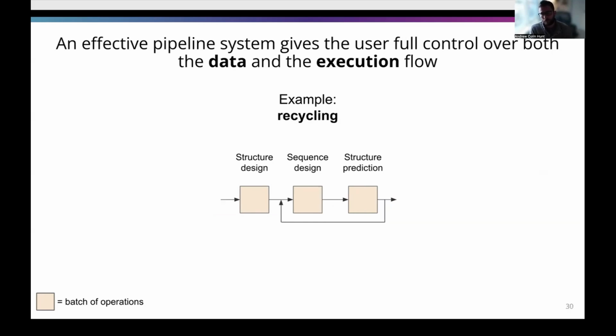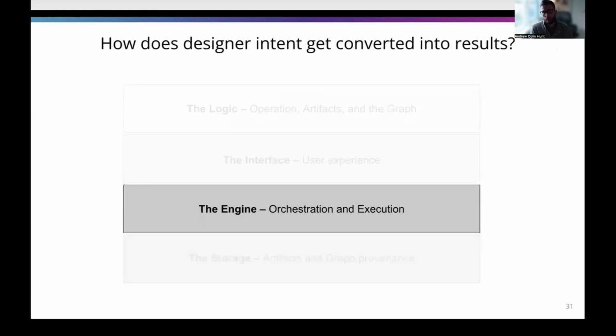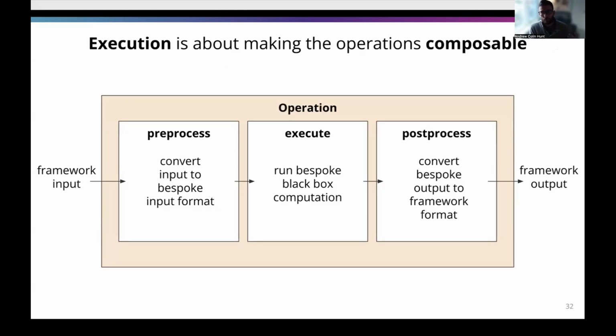Another example of this, and some in the comments have already hinted at this, is oftentimes we want to do things iteratively and dynamically. And we might want to enable recycling, where you have some for loop where you're running between sequence design and structure prediction and iterating over and over again. So these are all examples of what our interface must be able to cleanly capture and program. And so in order to do this, we need some backend engine that can orchestrate tasks and execute tasks. For me, execution is really about making the operations themselves composable.